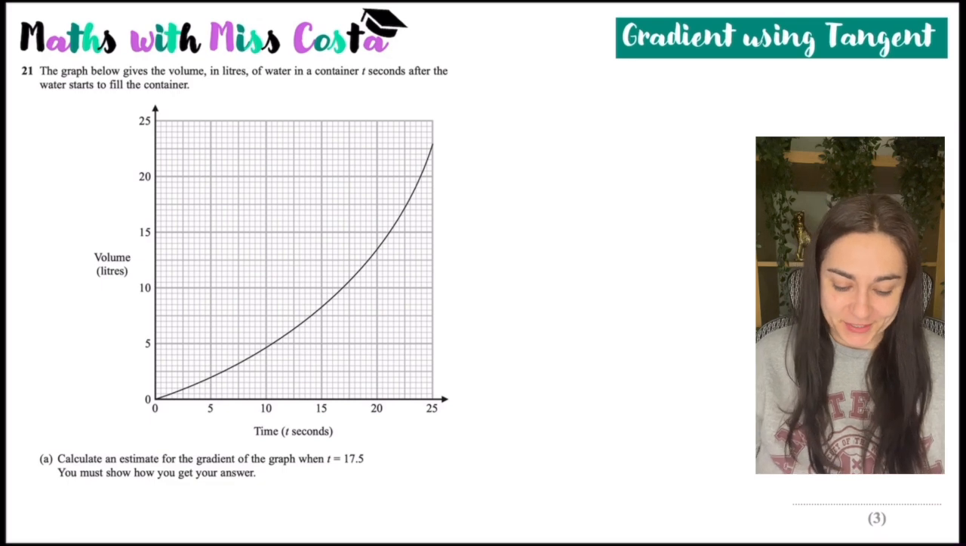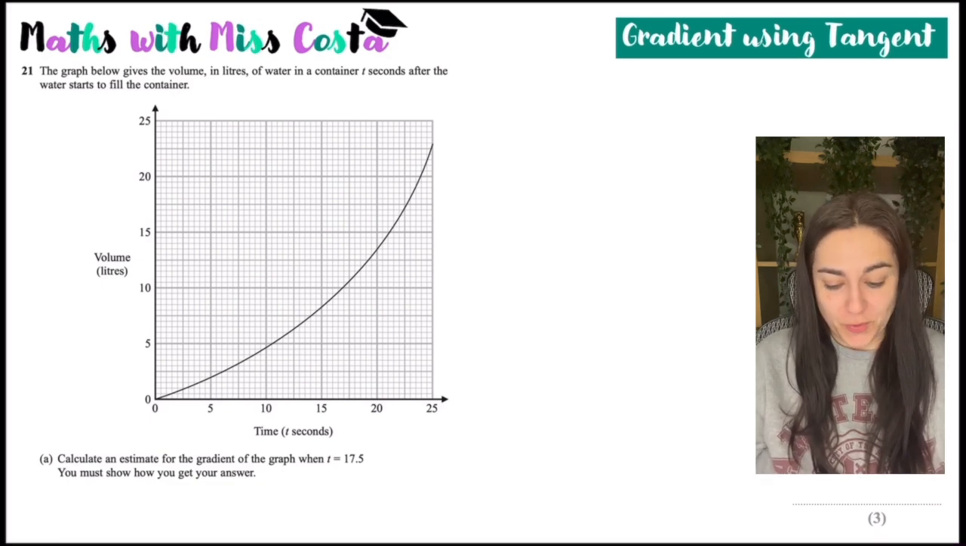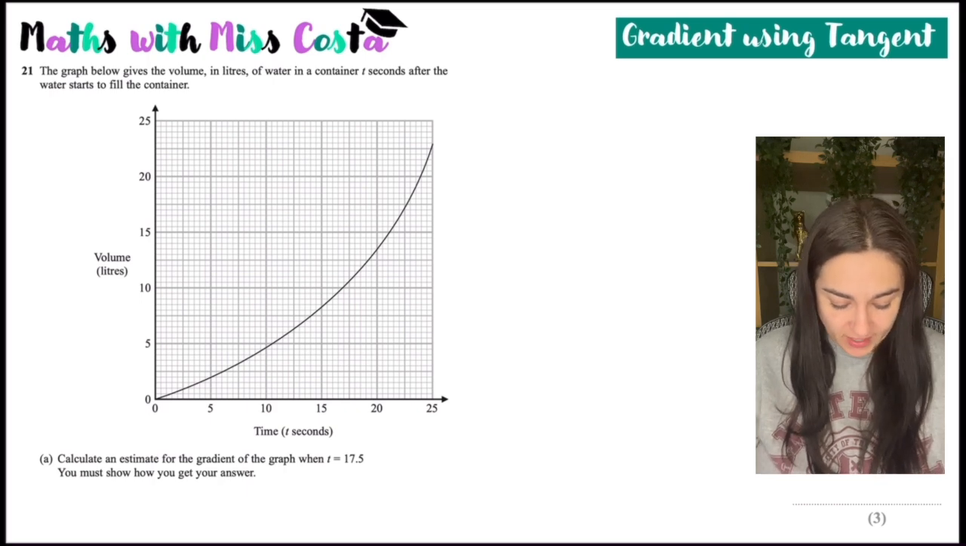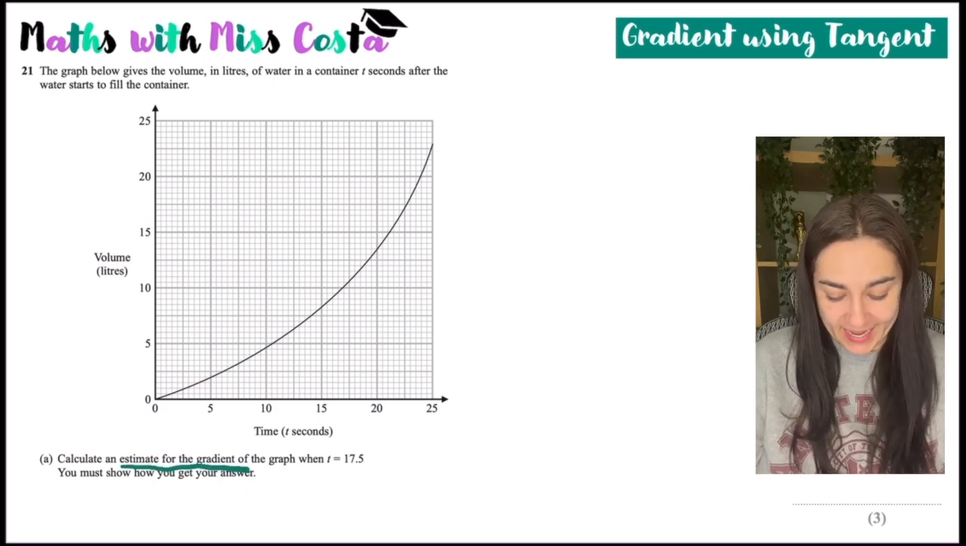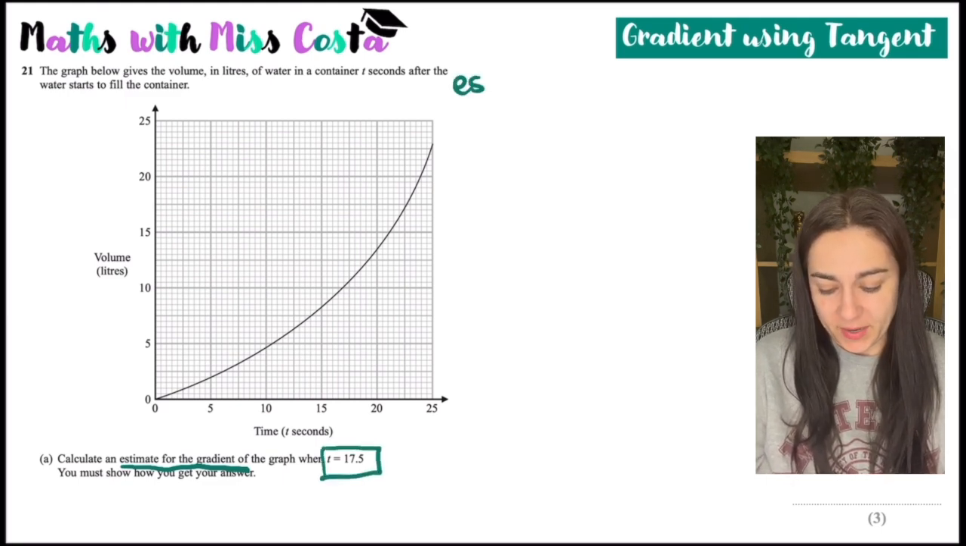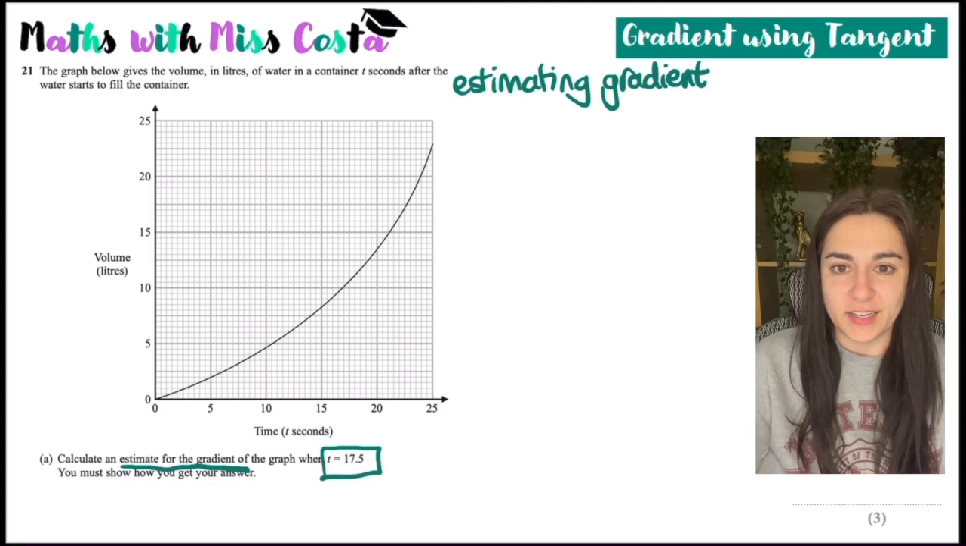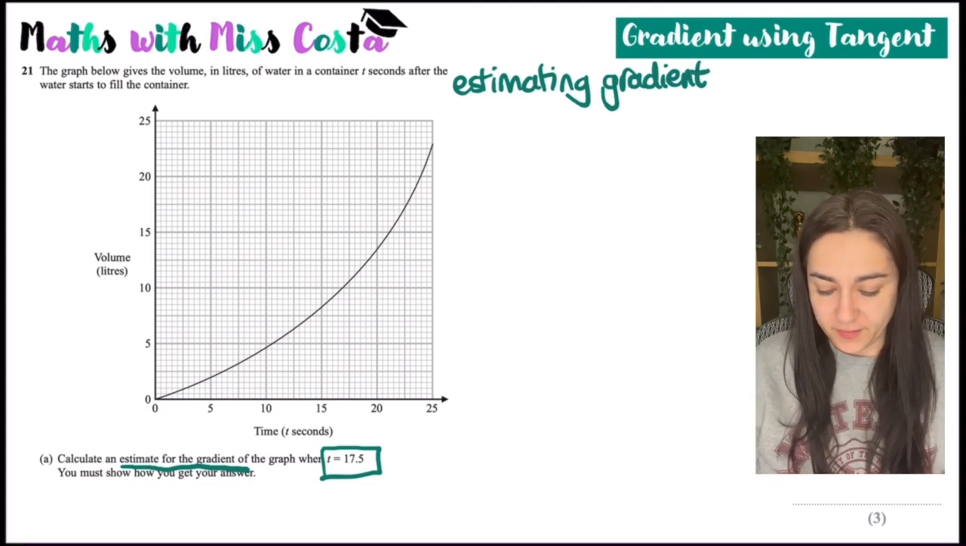Okay, so in this question, I am being shown a graph which shows the volume of water in a container. And I'm being asked to calculate an estimate for the gradient of the graph when t is 17.5. So whenever you are estimating a gradient, and the reason you would do this is because you don't have a straight line, you have a graph that has a curve, what you want to do is use a tangent to the curve.